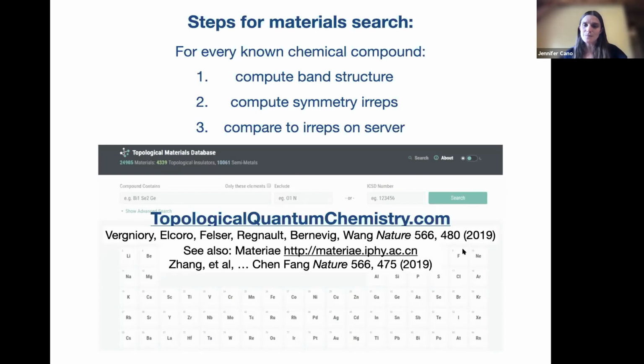And so if you look at this website, it will tell you for any particular material what that invariant is. And it will also tell you the irreps at all the high symmetry points.